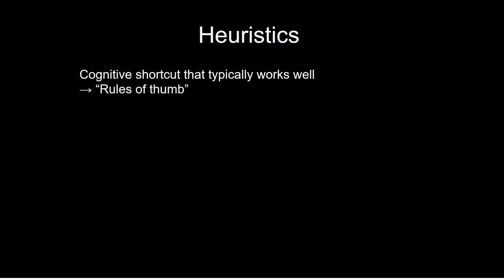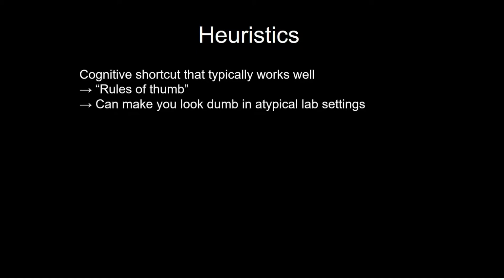And this is based on this idea of heuristics. So a heuristic is a cognitive shortcut that typically works well. It's like a rule of thumb. And so following these rules of thumb can make you look dumb in atypical situations, like the lab. Basically, these Kahneman and Tversky problems were designed to take something people tend to do that usually is helpful for figuring things out and put it in a situation where that is going to take you to the wrong answer and make you look dumb, as a way to expose the fact that people are using these rules of thumb. But in general, they work well.